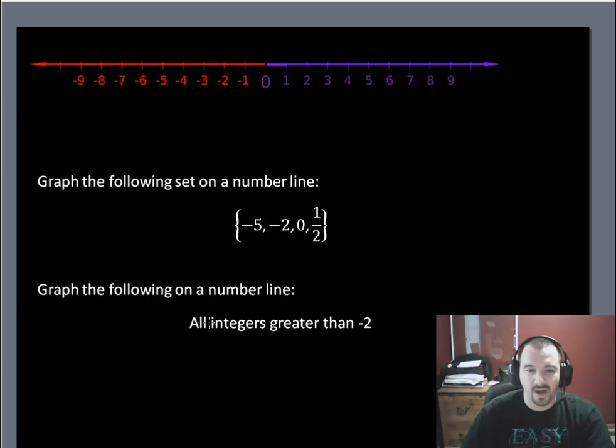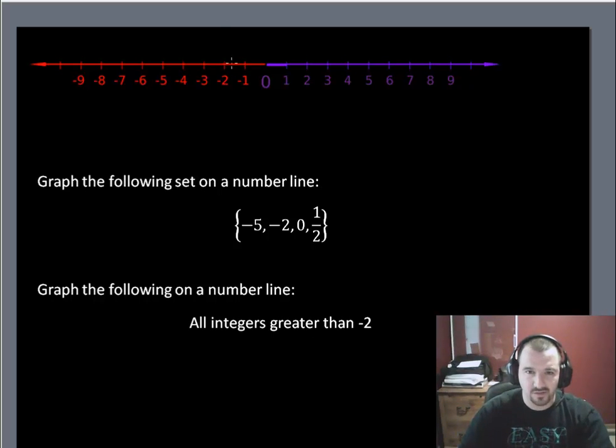And then let's graph all integers greater than -2. Remember that the integers include the natural numbers, the counting numbers like 1, 2, 3, 4, 5, and so on and so forth, as well as their negatives. One number that is not positive or negative is 0. That's included too. So all of these numbers here are integers, and we want all of those integers greater than -2. 1/2 is not an integer, so we don't need to worry about that.